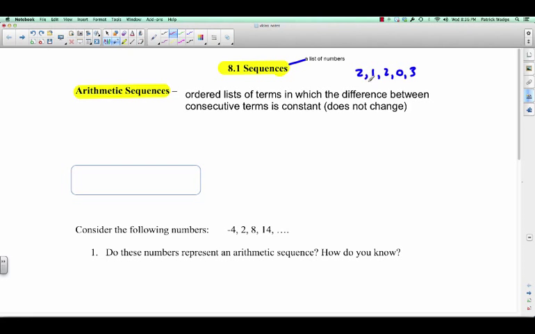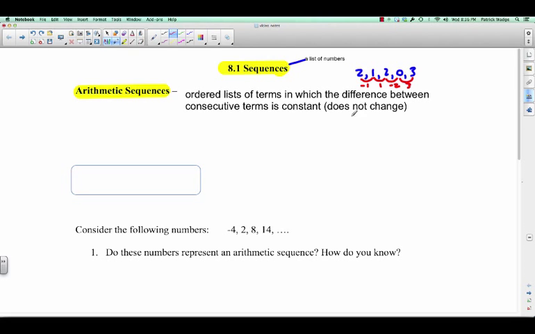What's the difference between 2 and 1? The difference is -1. It went down 1. What's the difference between 1 and 2? 1. It went up 1. What's the difference between 2 and 0? -2. It went down 2. What's the difference between 0 and 3? 3. It went up 3. You see how these are all different? This means it's not an arithmetic sequence.